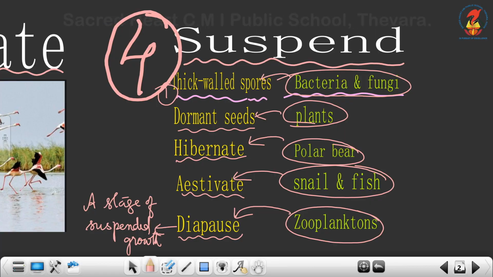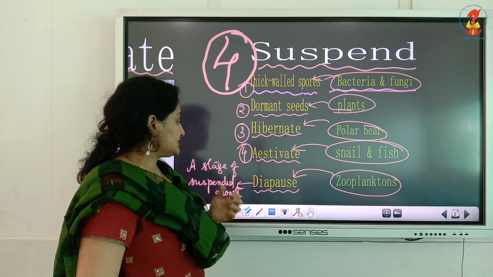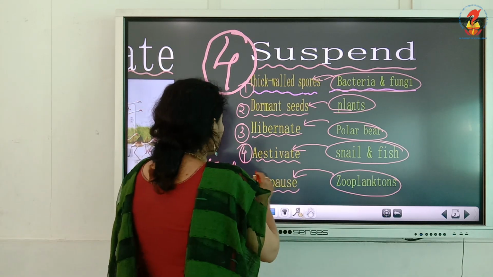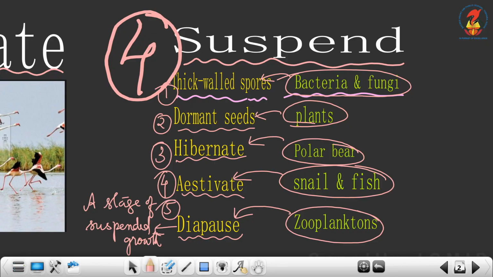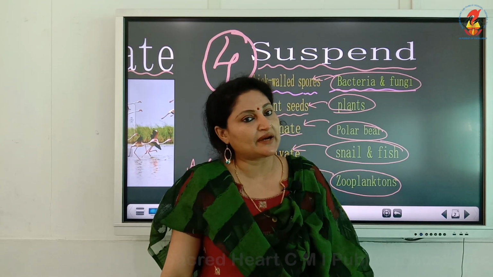So there are 5 examples to explain suspension. 1, bacteria producing thick walled spores. 2, plants producing dormant seeds. 3, the polar bear undergoing winter sleep to escape the cold and severe winter. Then 4, snails and fishes of tropical regions going for a summer sleep to tide over the desiccation or the intense, severe scorching heat. And 5, zooplanktons undergoing diapause. I hope you have understood how organisms cope with abiotic stress.